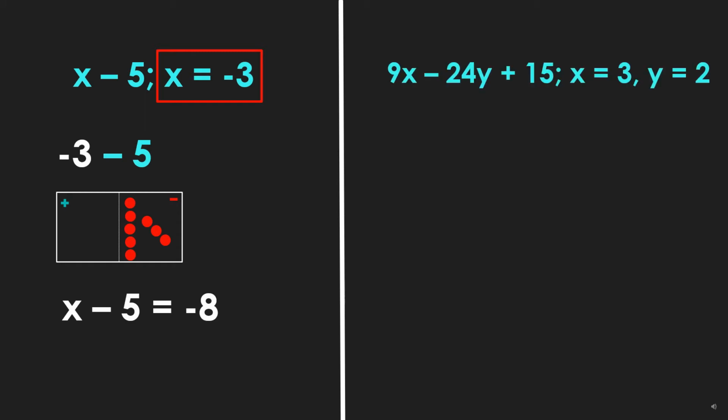The next algebraic expression is 9x minus 24y plus 15, where x is equal to 3 and y is equal to 2. The algebraic expression has two variables already that we need to replace with their corresponding value. Now, let's start replacing x with 3 and y with 2.